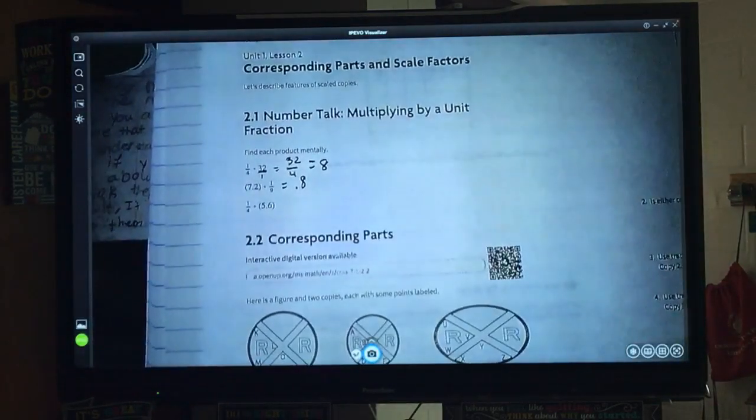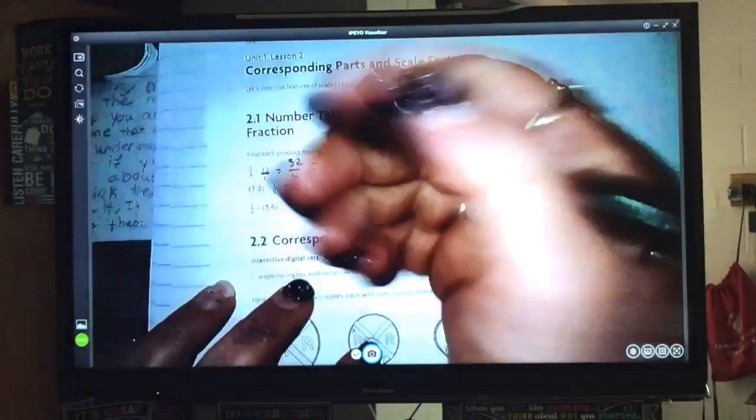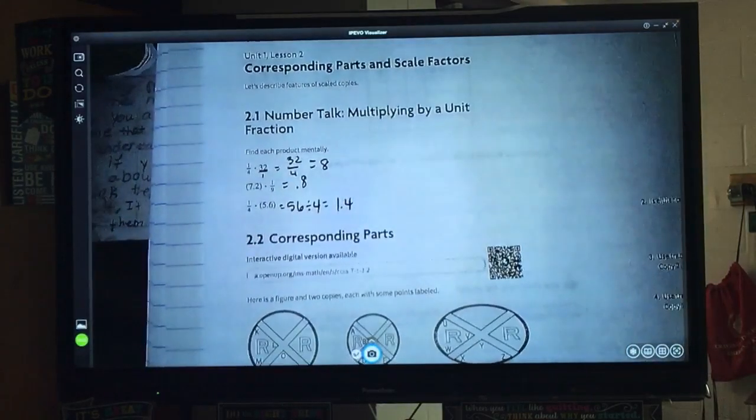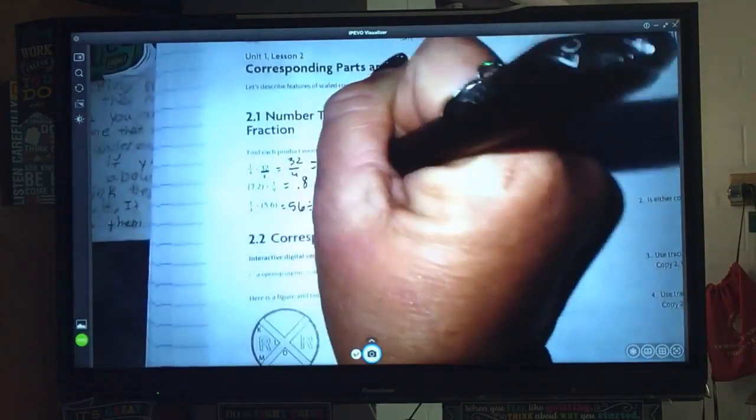All right, the last one, what do we get? 1/4 times 5 and 6/10. Hannah? I got 1.4. 1.4, so 1 and 4/10. Alright, did anybody get anything else? What was your strategy? I multiply 5.6 by 1, and then I divided that by 4 in my head. So you did 56 divided by 4? Yeah. Okay. If you did not get those answers, please go ahead and get them down. This was 72 divided by 9.